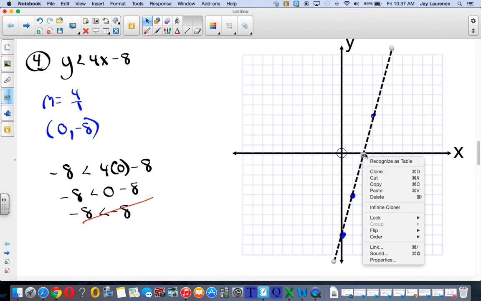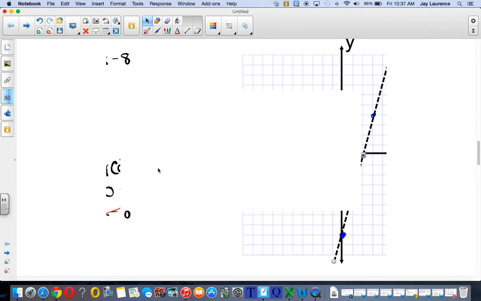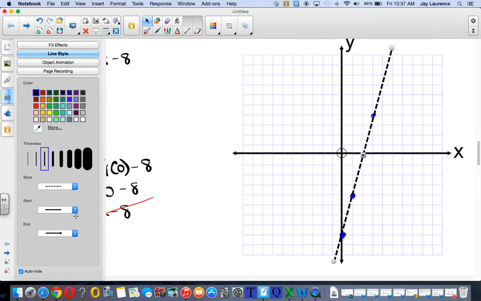Let's see here. Properties. And let's see. There we go. Let me change the thickness of that. And I'll change the color.